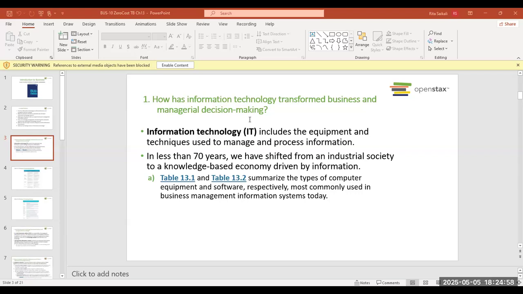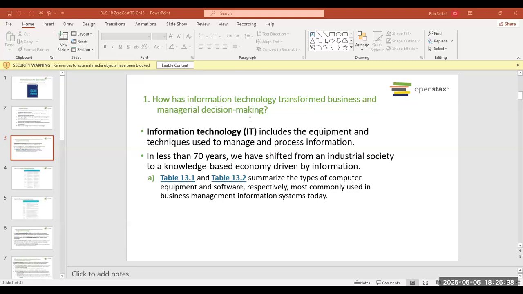So information technology, also known as IT, is also part of business, right? It's a very essential part of business, especially in our modern day. It encompasses all the equipment, techniques, and processes used to manage and process information. This includes hardware, like computers and servers, and software systems like databases, analytics tools, maybe even AI solutions. Anything like that would fall under information technology as well.